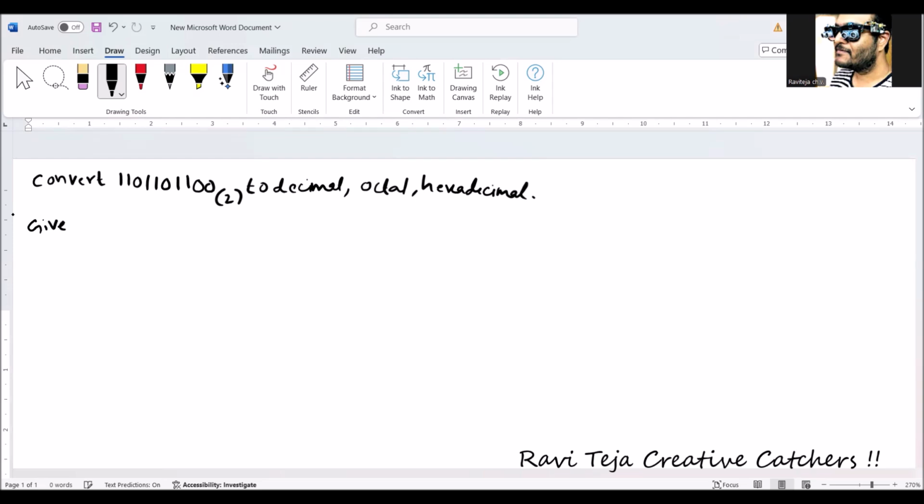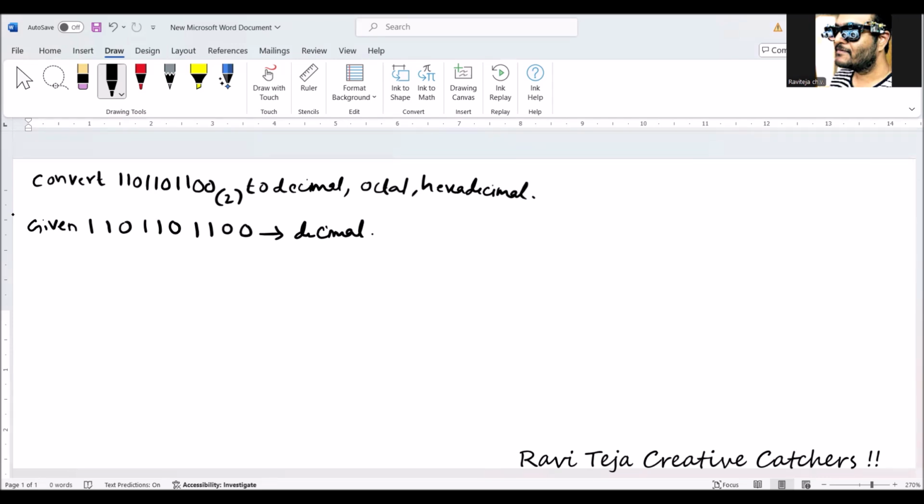Given number is 110 110 1100. Okay. Let's convert this into decimal. In order to convert this binary number into decimal, we need to take the powers of 2 from the right side, the LSB bit.